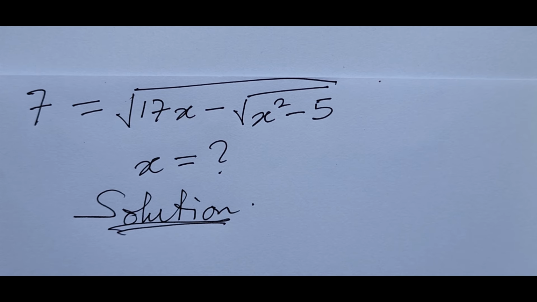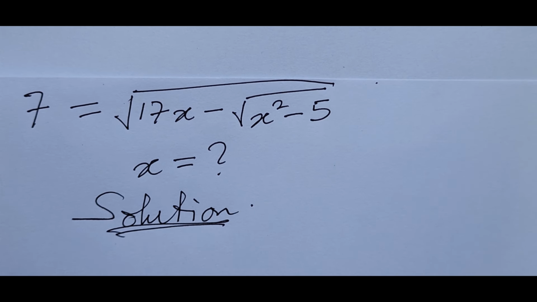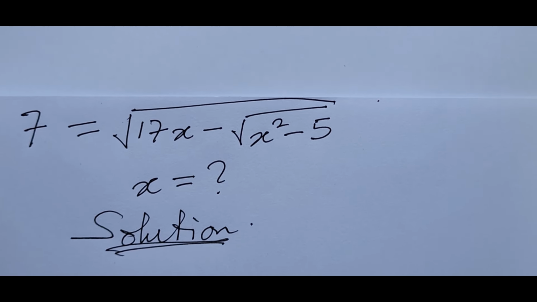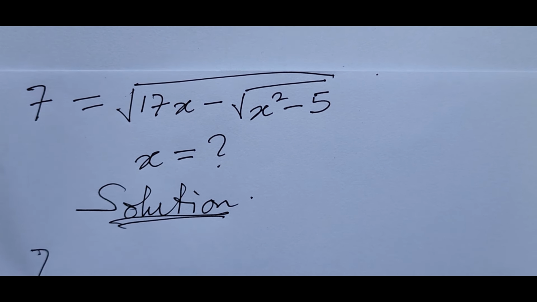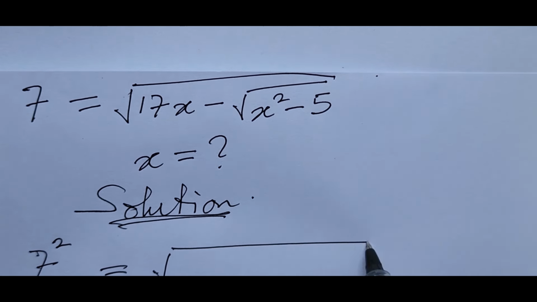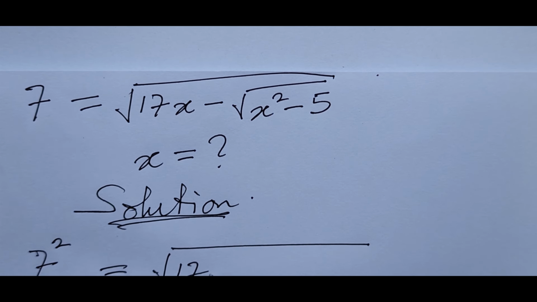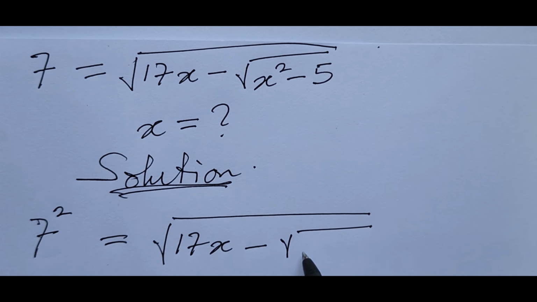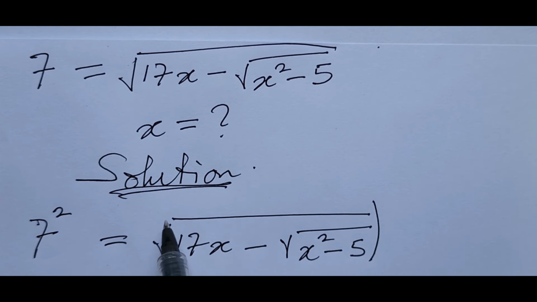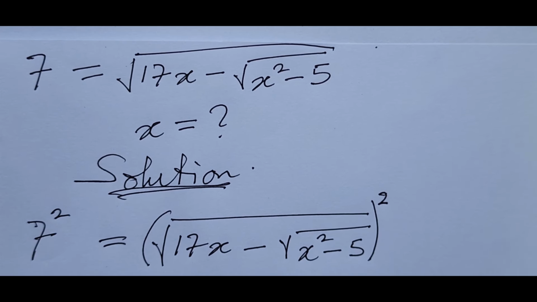All right, so the first thing we're going to do here is to look out for the type of radical we have here. This is a square root radical. And since it's a square root radical, we have to take the square of both sides of the equation. So this is going to give us 7 to the power of 2 is equal to the square root of 17x, then minus the square root of x to the power of 2 minus 5, all raised to the power of 2.